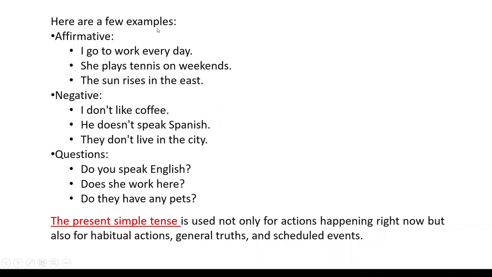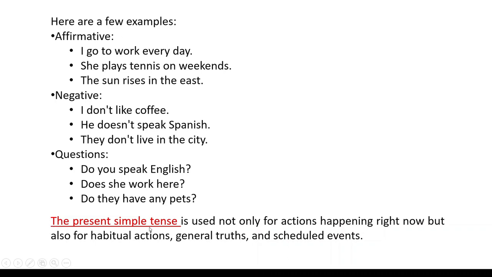Here are a few examples. Affirmative. I go to work every day. She plays tennis on weekends. The sun rises in the east. Negative. I don't like coffee. He doesn't speak Spanish. They don't live in the city. Questions. Do you speak English? Does he work here? Do they have any pets?